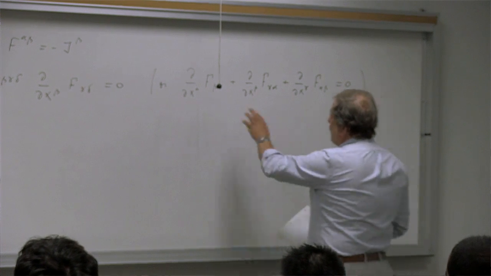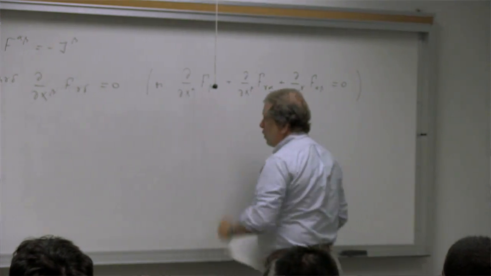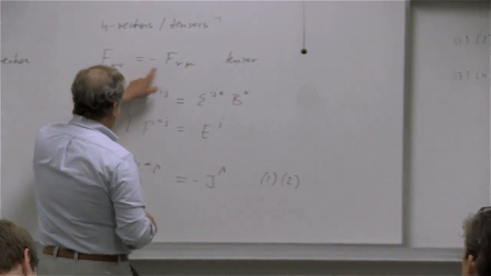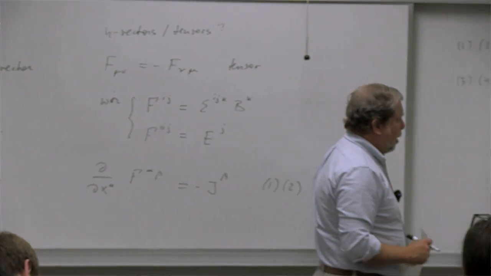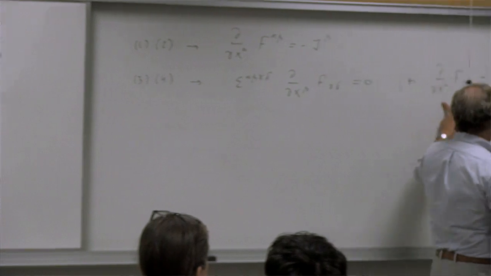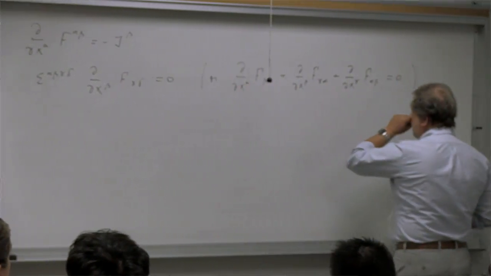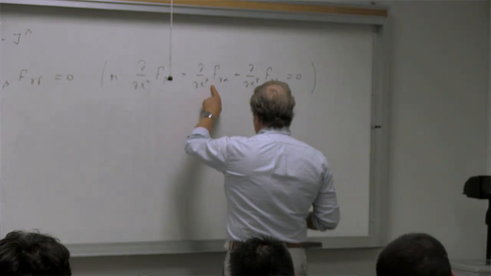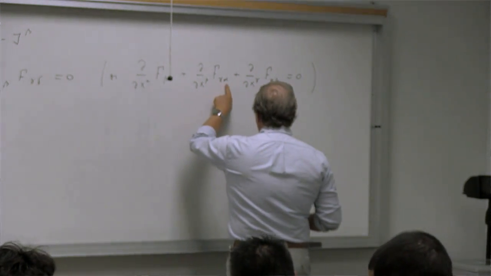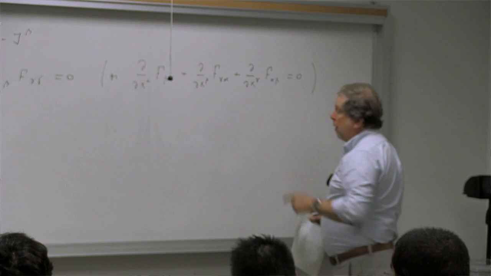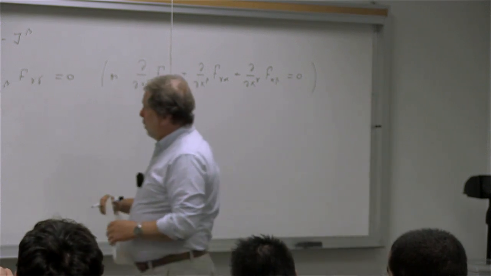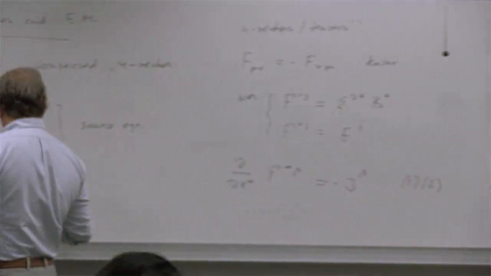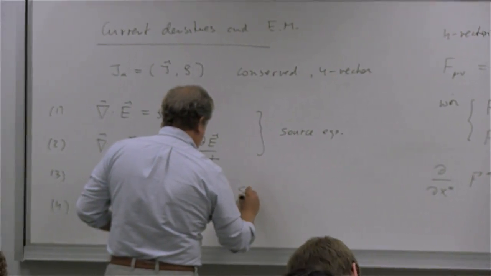And if any of the indices are the same, then this vanishes, because if you take two indices that are the same, then this thing is antisymmetric, so you get 0. So the only case in which this expression is useful is when all the indices are different: alpha, beta, gamma. When all three indices are different, then you get something useful. It's exactly the same as that, and it is the same as the source-free equations.